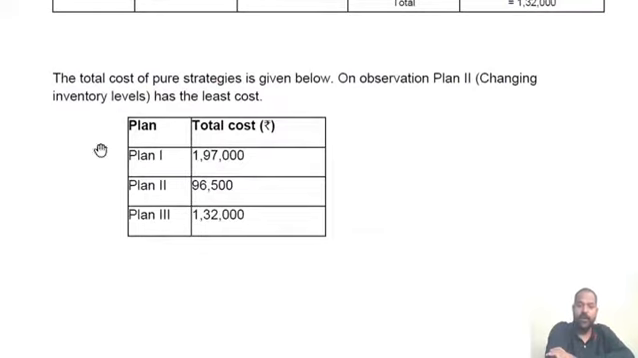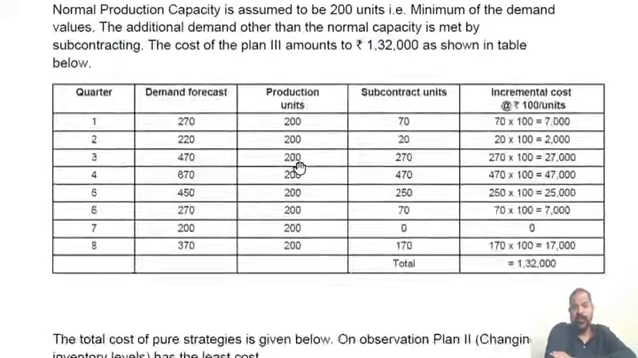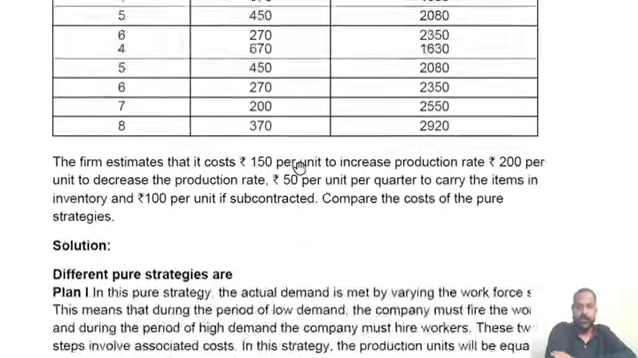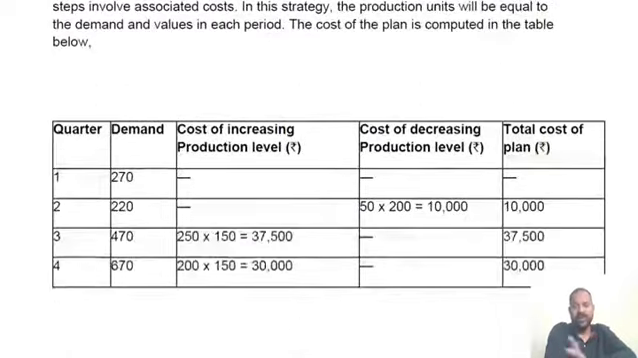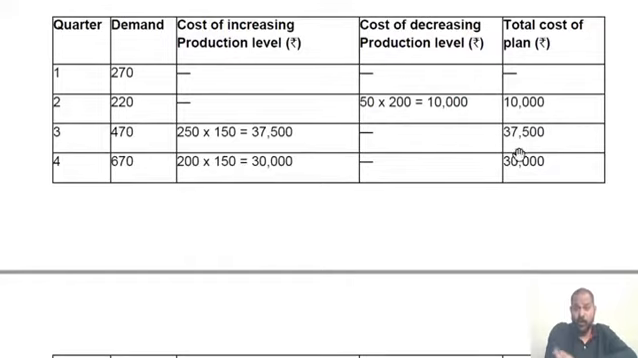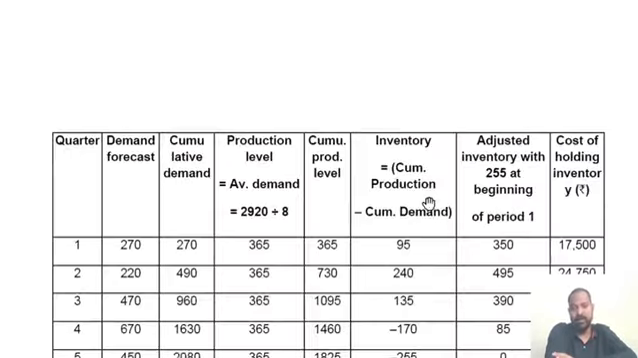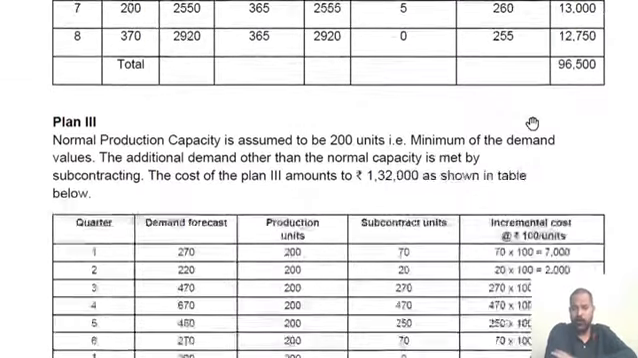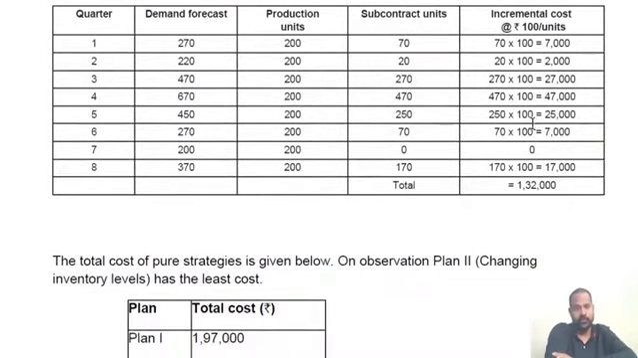At the end of it, they are comparing three strategies. In the three strategies, which is the best? The total cost of pure strategies is given. It is observed that plan 2, changing inventory levels, has the least cost. So given a choice, I am going to change inventory. That's it. Whatever they have written is written very well. But I think there are a few parts in the table that are not required. Like for example, instead of doing a total here, take a total and then multiply. That's better. Even here in the inventory, the cumulatives are not really required. If you have your understanding in place, without the cumulative, you can finish off the question.